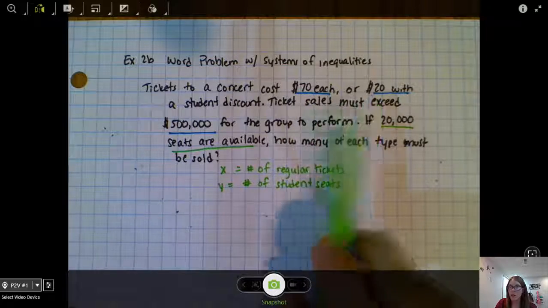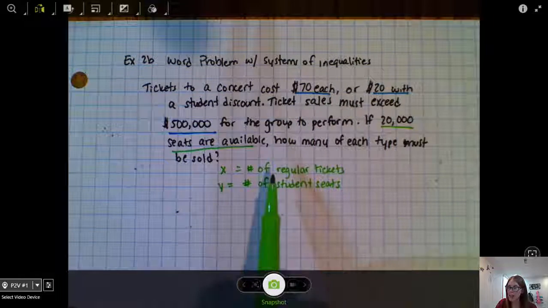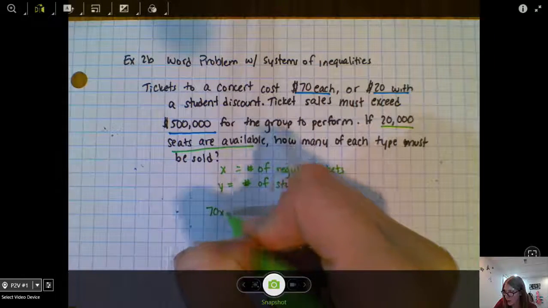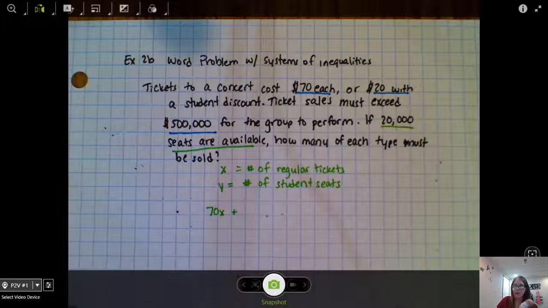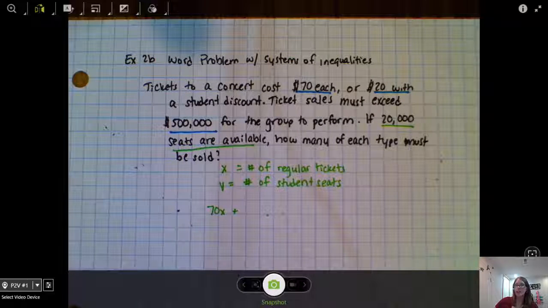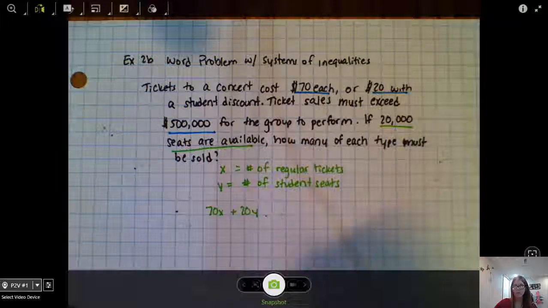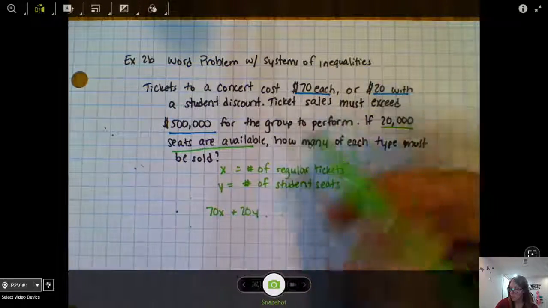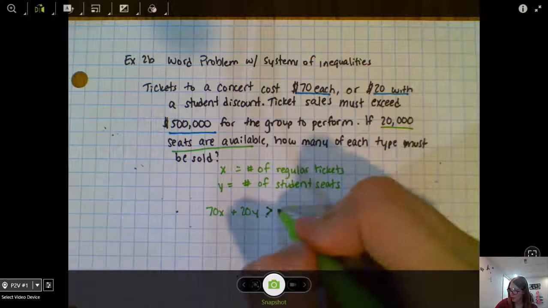My first inequality, I'm going to write related to the cost. So $70 each for regular tickets. So 70x would tell us how much money is coming from the sale of those regular tickets. And $20 for our student discount, 20y would tell us the amount of money that's brought in by selling those student seats. So 70x plus 20y must exceed, so it has to be greater than $500,000.